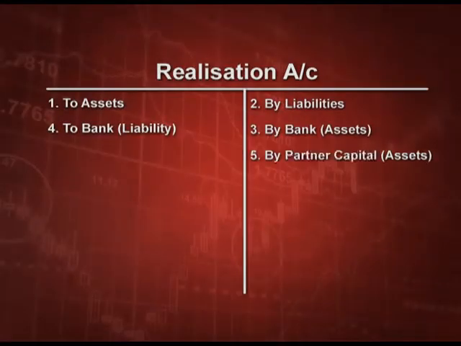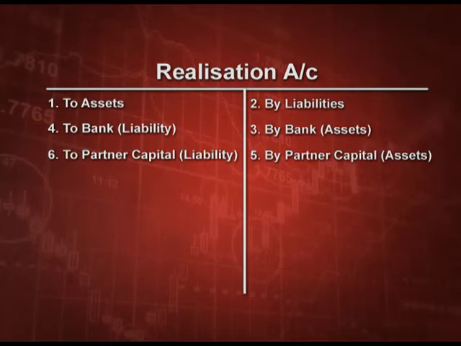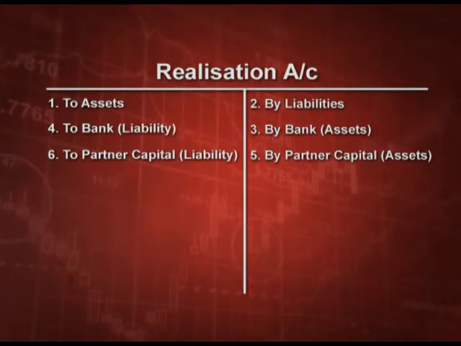Now, next point is, if some partner is taking over the asset, the entry will be partner capital account debit to realization account, which will come on the credit side. And similarly, if the liability is paid by the partner, it will come on the debit side, that is realization account debit to partner capital account. Now, if we are paying the expenses, it will be realization account debit to bank. Money is going out, expense is there, so it is coming on the debit side.